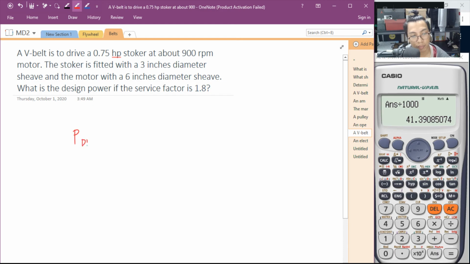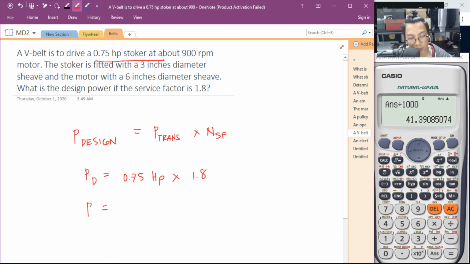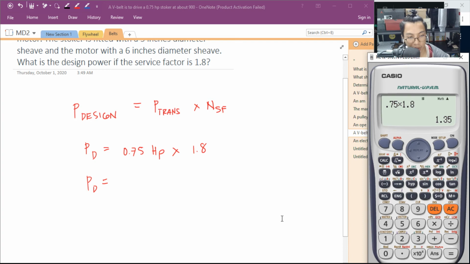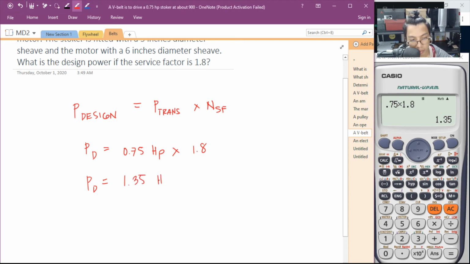So, design power is equal to yung power na transmit niya, you multiply it with the service factor. So, ilang beses niyang allowance niya. So, the design power will be equal to, yung transmitted power niya ito is to drive. Ayan, no? Ida-drive niya. 0.75 HP. I-multiply mo ng service factor na 1.8. So, the answer for your PD is 0.75 times 1.8. That is 1.35 HP. Okay, that is for problem number 9.